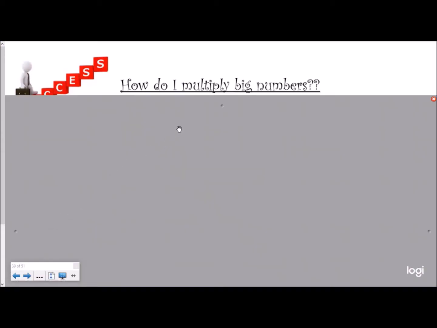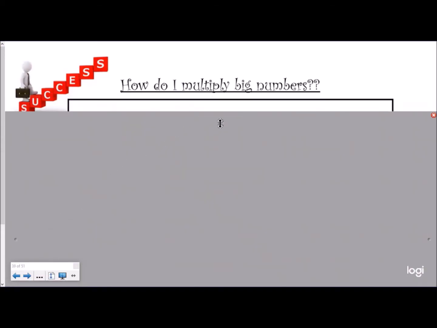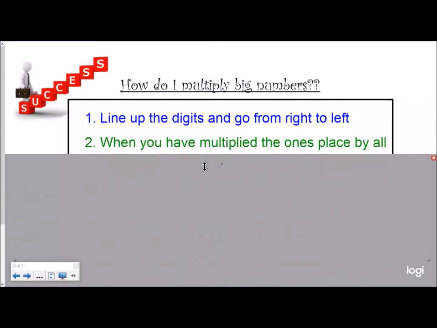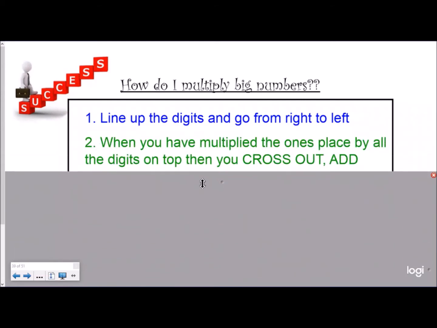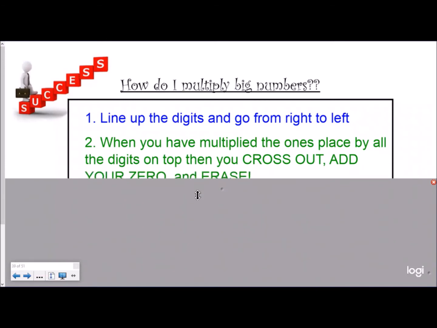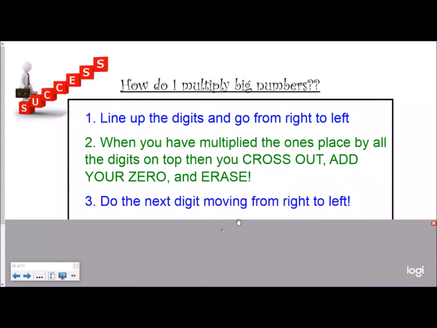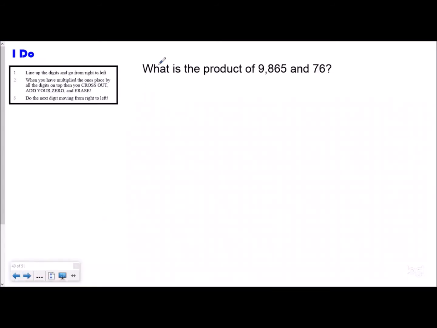So our steps for multiplying big numbers are the same as before. We want to line the digits up and go right to left. When you have multiplied the ones place by all the digits on top, then you are going to cross out, add your 0, and erase. And then we want to do the next digit in the tens place, moving from right to left. So let's look at an example here.